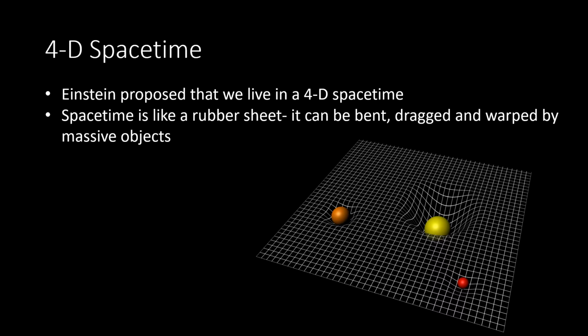But one thing we do need to understand is Einstein's idea of four-dimensional spacetime. If four-dimensional spacetime did not exist, then gravitational waves would not be possible as we understand them today. So here's what we need to know. Einstein proposed that we do live in a four-dimensional spacetime.